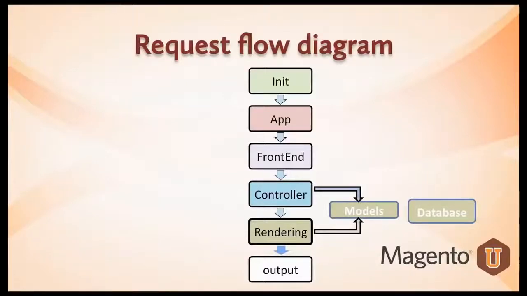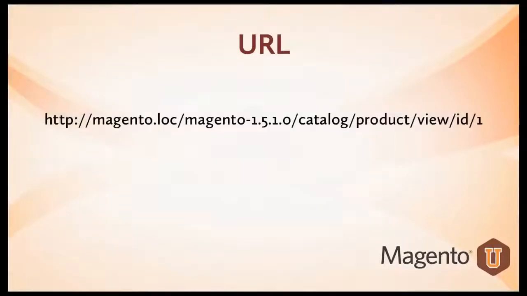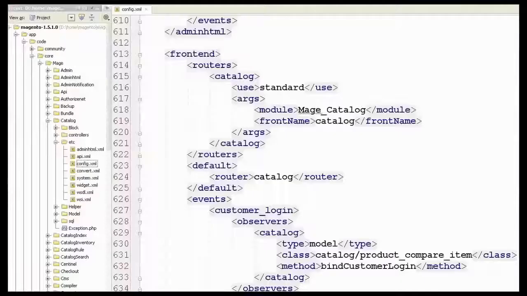Step 1. How does the system locate your module's controller? Let's take this URL as an example. To locate the controller, the system needs a route name and a controller name. The word catalog in the example URL is the name of the route. The word product is the name of the controller. Among the module's config.xml files, we have one in the catalog module with the definition of this route on line 619.